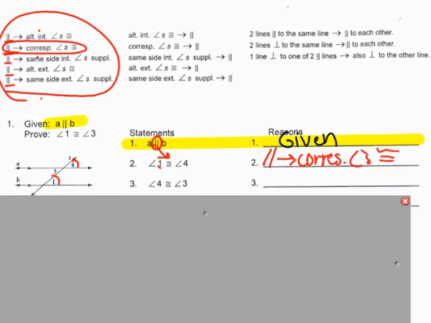All right, so now we're on number 3. So 4 and 3, I already used up the fact that A and B is parallel, so I can't use that anymore. But I do see in the picture that 3 and 4 are vertical angles. So this reason is vertical angle theorem, or vertical angles are congruent.